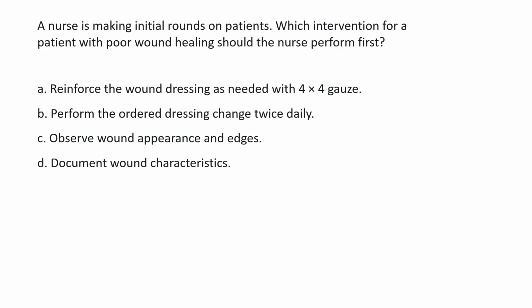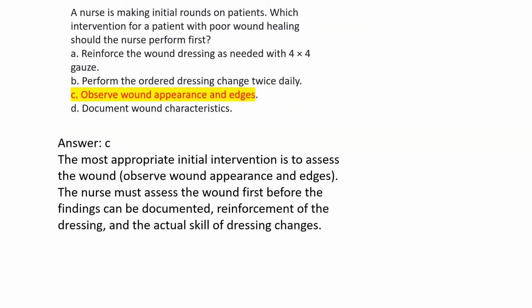A nurse is making initial rounds on patients. Which intervention for a patient with poor wound healing should the nurse perform first? A. Reinforce the wound dressing as needed with 4 times 4 gauze. B. Perform the ordered dressing change twice daily. C. Observe wound appearance and edges. D. Document wound characteristics. Answer C. Observe wound appearance and edges.